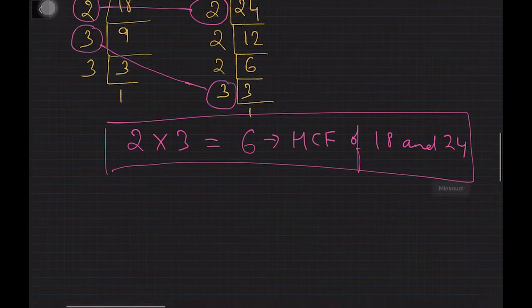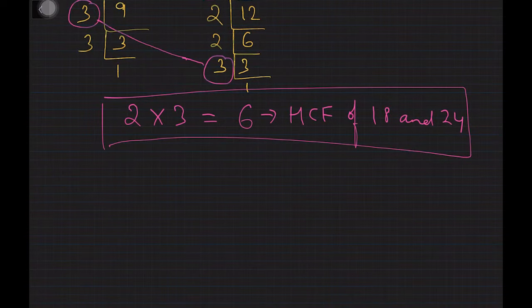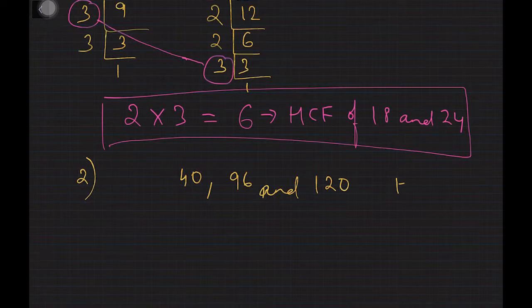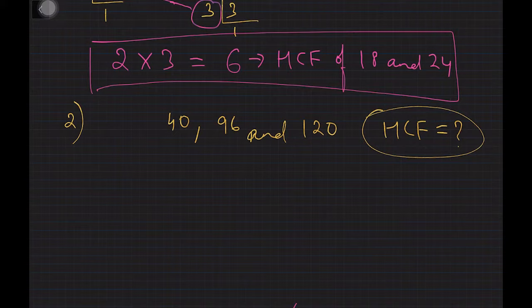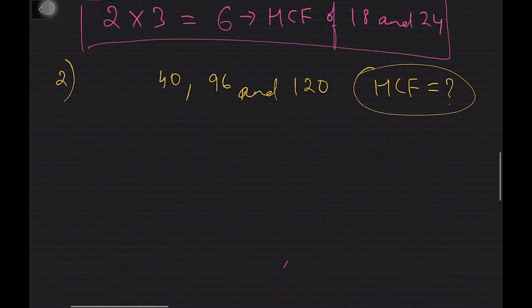Let's solve another problem using the prime factor method. Let us use three numbers now. So problem number 2. Let me take three numbers: 40, 96 and 120. So I have taken three numbers: 40, 96 and 120, and we need to find the HCF of these three numbers. So let us use the prime factor method to find the HCF of these three numbers.